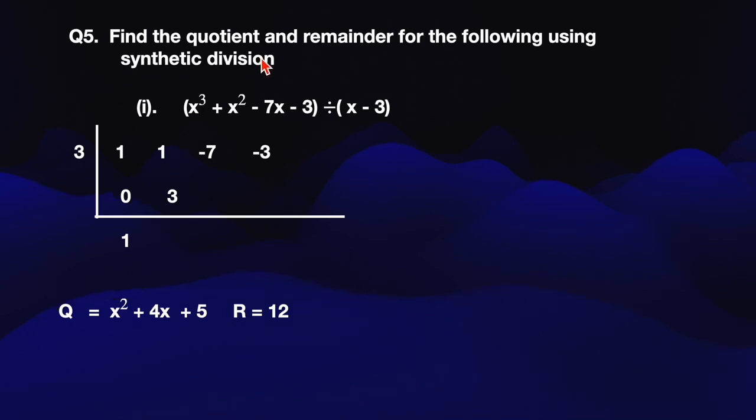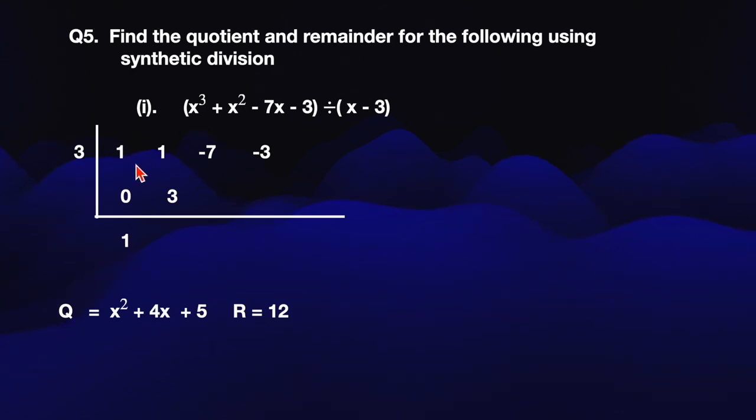Question 5. Find the quotient and remainder for the following using synthetic division. So this is another method to divide polynomials. I feel this is the easiest method, but you can follow whatever you find easy. Okay. So here it is.